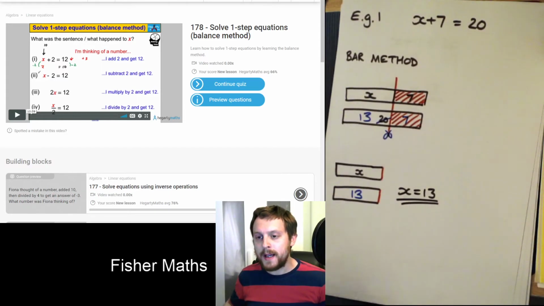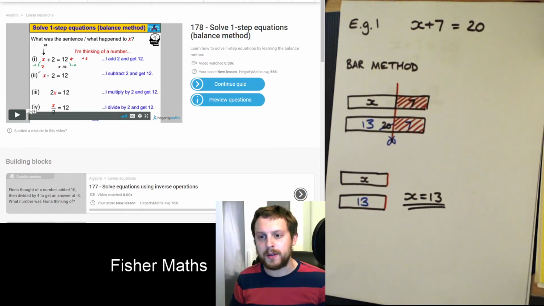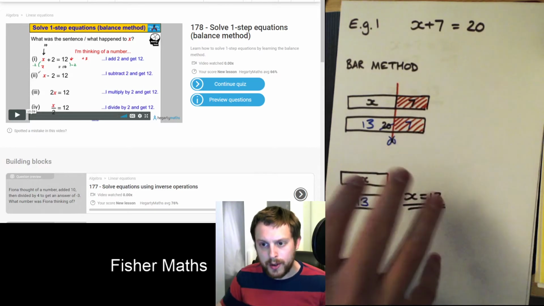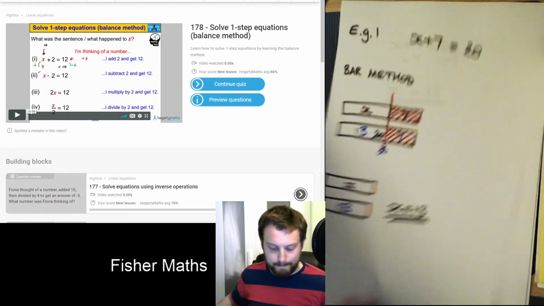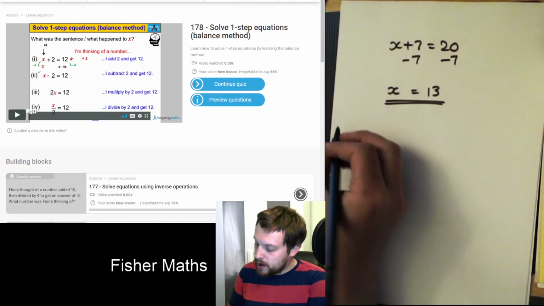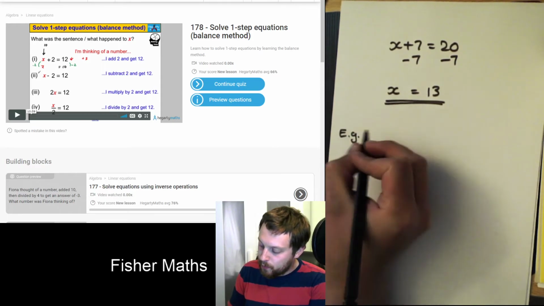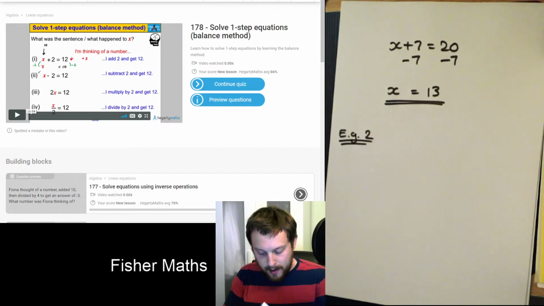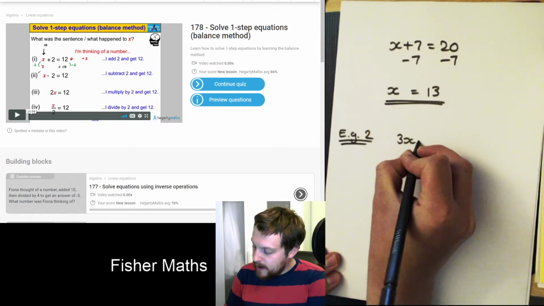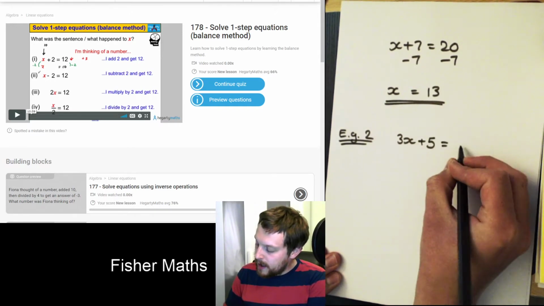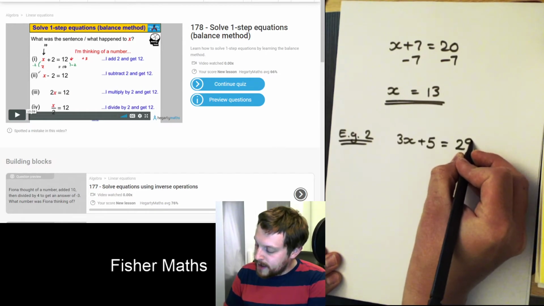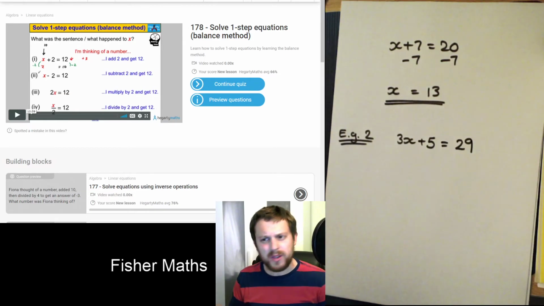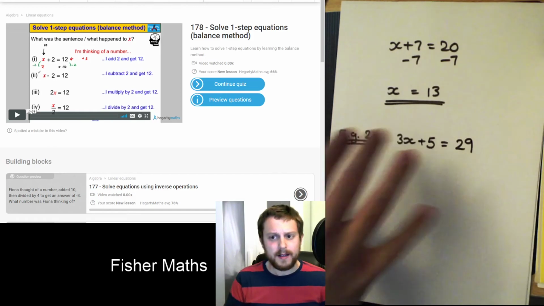But the bar method is a really, really good method for learning how to do equations, and I will show you some more of the bar method. So I'm going to show you now example 2, which is going to be 3x add 5 equals 29. So already a little bit trickier.